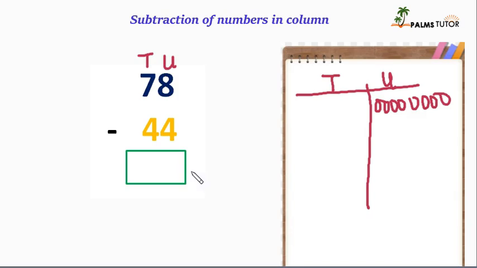What's the next thing to do? We take away how many? 4. 8 take away 4. How many do you have left? 1, 2, 3, 4. That's correct. 4. Move to the tens place. What do you count? 7. 1.